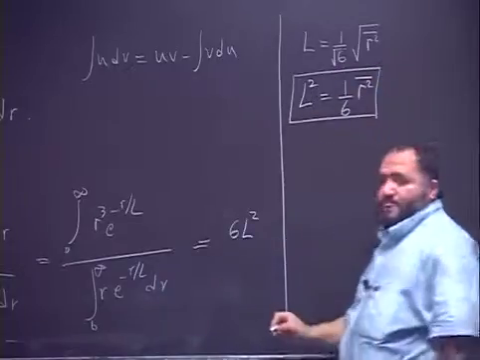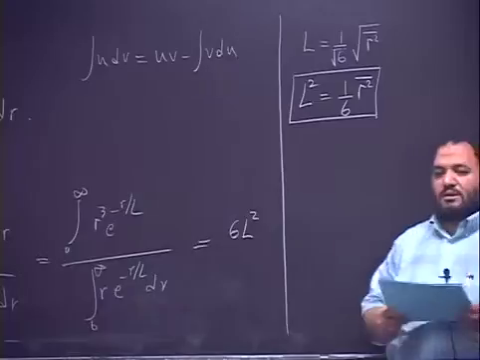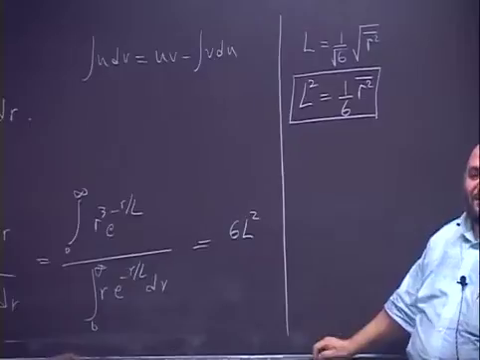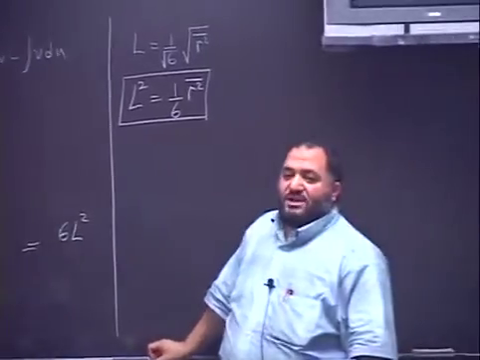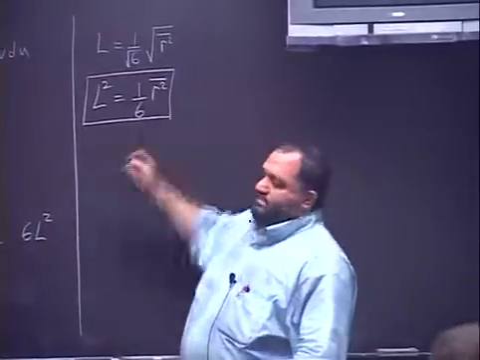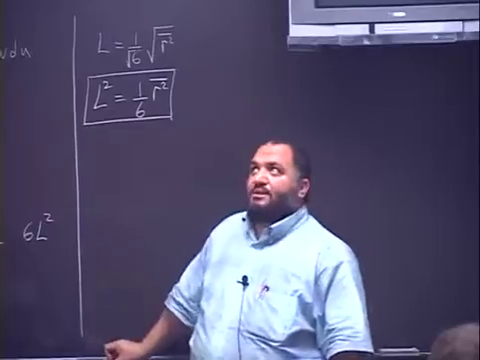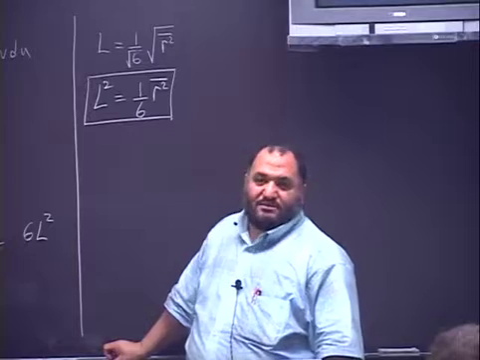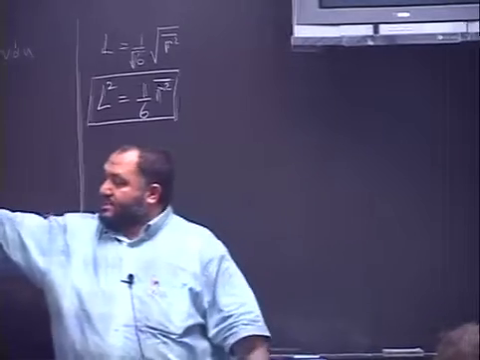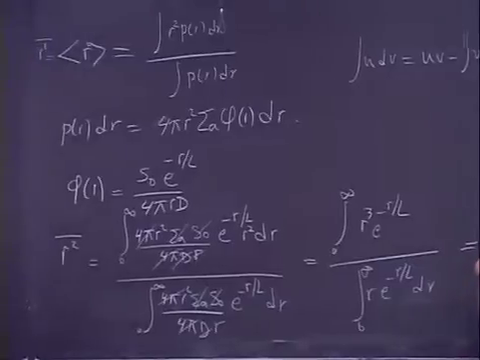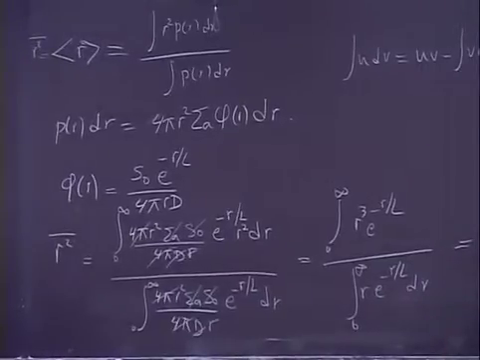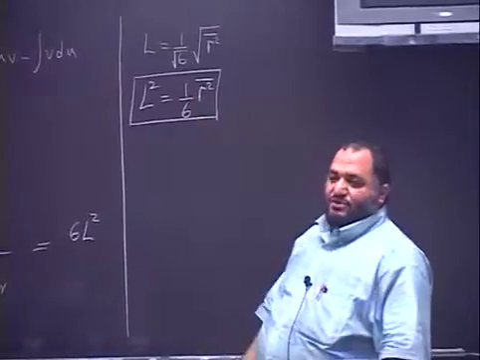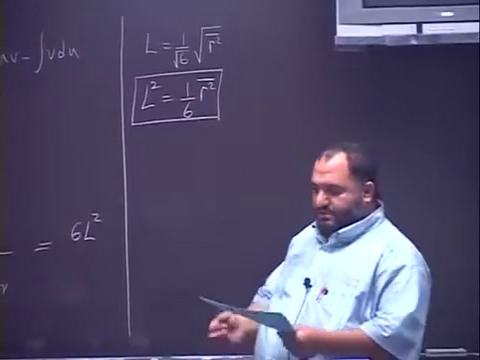What does it mean? It means that the diffusion length square is 1/6 of the mean square of the crow flight distance. So if you calculate the crow flight distance and you take the average of the square, this is r square average, then taking 1/6 of this will give you the diffusion length square.